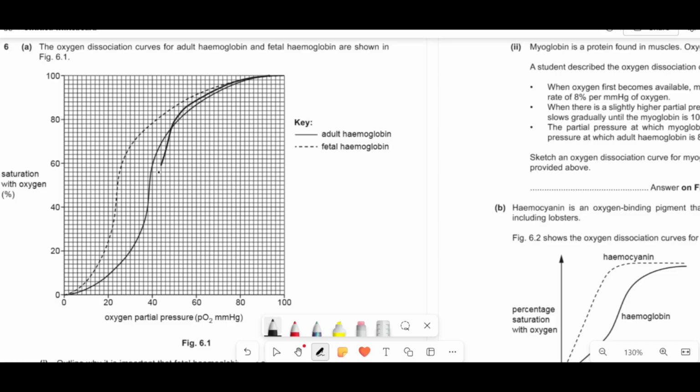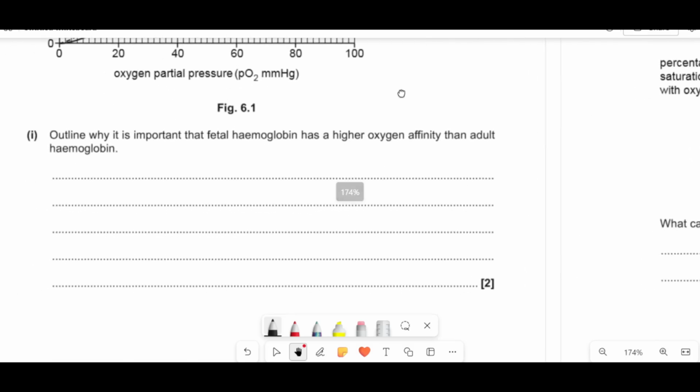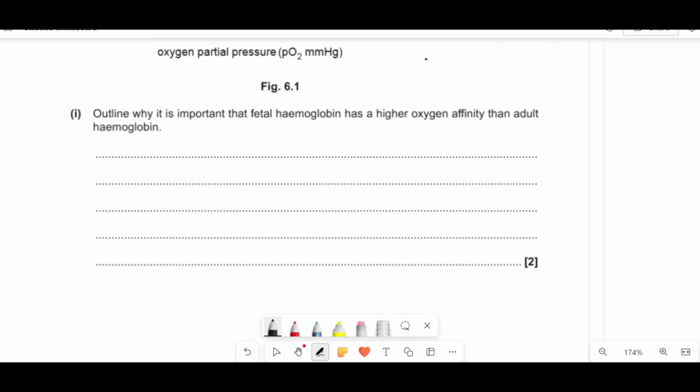So here, this is where it's dropping for adult, and then this dotted one is fetal. Because it's holding onto oxygen for longer before it drops, that means it's got a higher affinity. Done. Oh, and here you go. It says outline why it's more important for fetal hemoglobin to have a higher affinity than adult. So compare what's going on.